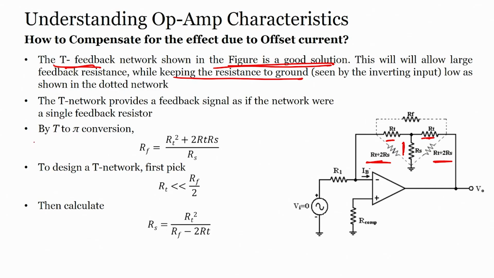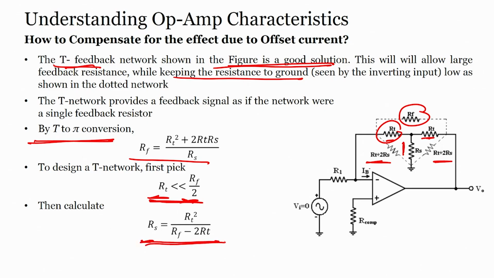So, by T 2 pi what we have, RF is nothing but RT square plus 2 times RT RS divided by RS. So, to design a T network, first let us take RT less than RF by 2. First, what we should do? We should pick a value of RT which is extremely less compared to RF by 2, then calculate RS. So, RS would be nothing but RT square divided by RF minus 2 RT, right.